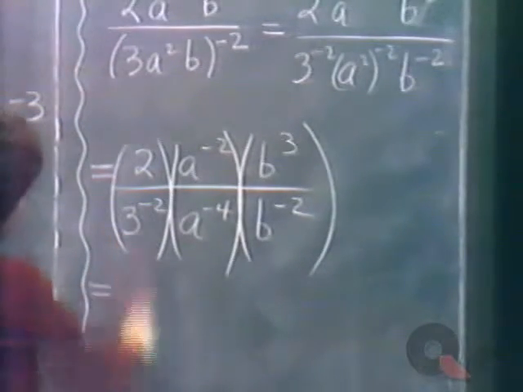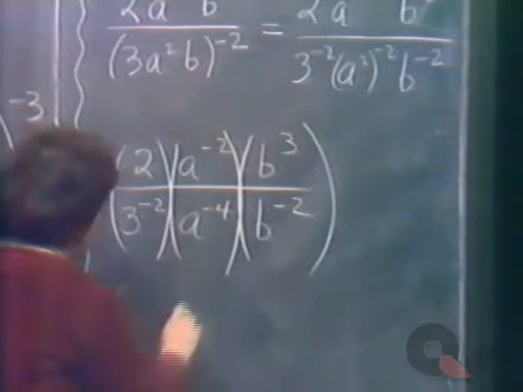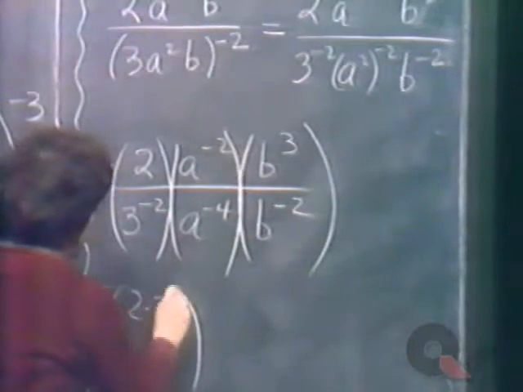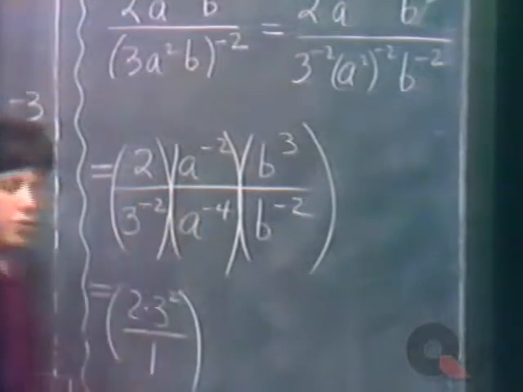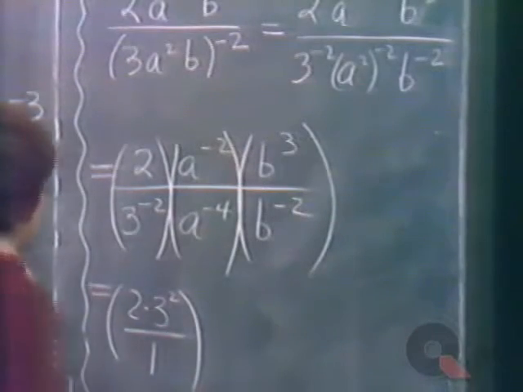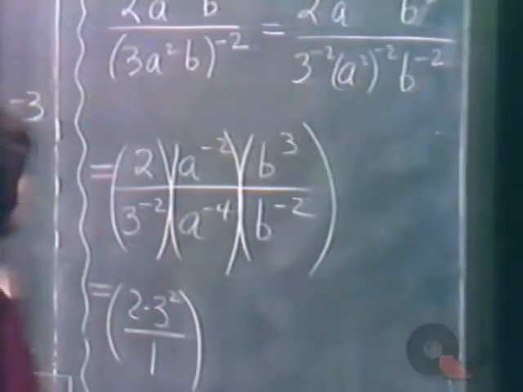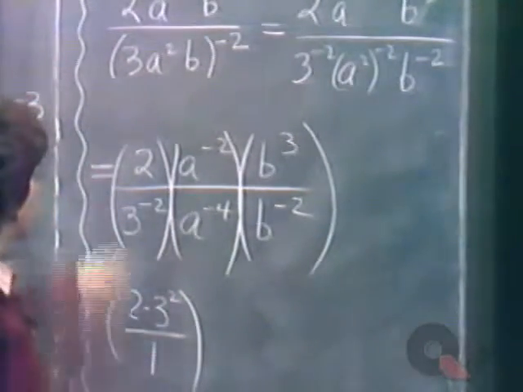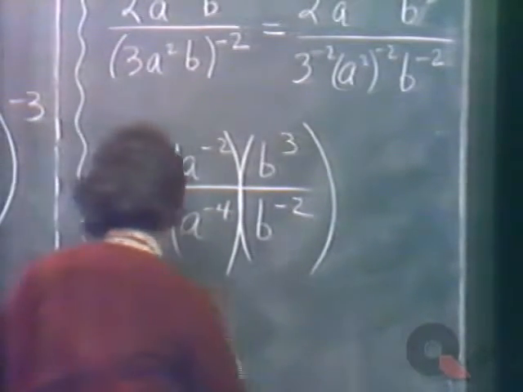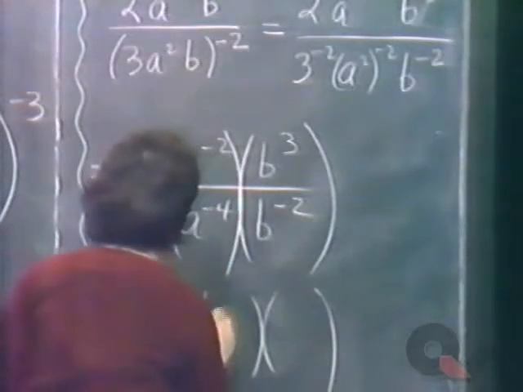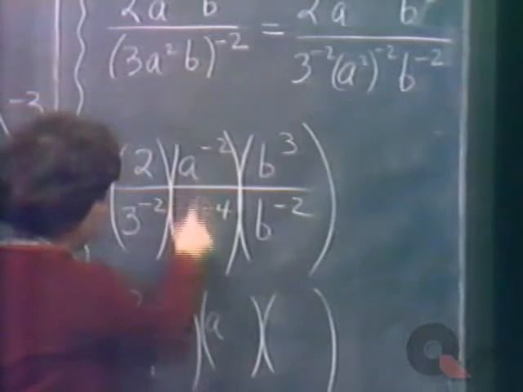Okay, in the first part of the problem, 2 over 3 to the minus 2, I'm going to rewrite that as 2 times 3 to the second power over 1. In other words, this 3 to the minus 2 downstairs I'm going to rewrite as 3 to the second power upstairs. Okay, a negative power downstairs can go upstairs with a positive exponent, just like a negative power upstairs can go downstairs with a positive exponent.